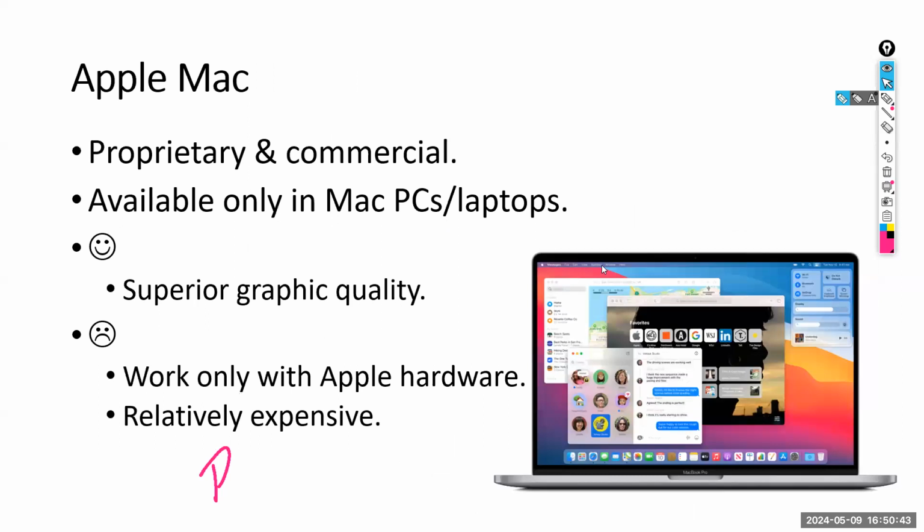The second one is Apple Mac. Mac is more popular for its elegance, reliability, superior graphic quality, superior sound quality, and so on. But the biggest issue is Mac OS runs only on Mac hardware. That is not the case with Windows and Linux, which support different hardware architectures. But Mac OS runs only on Apple computers, or we can run it effectively only on Apple computers.